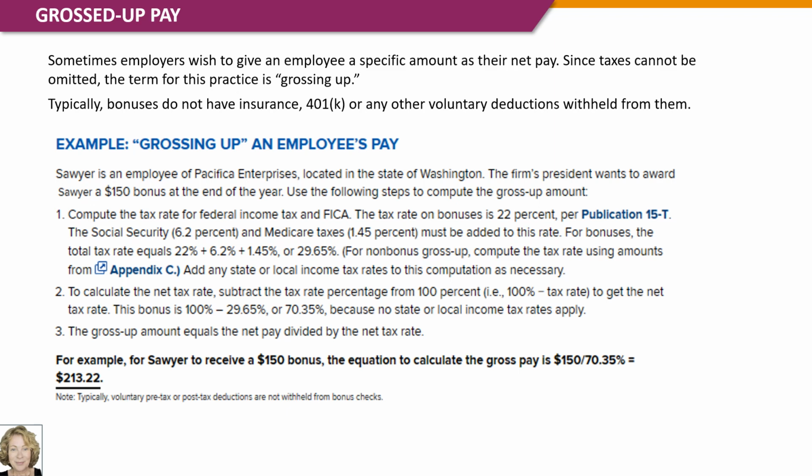To calculate the gross amount, you would divide the net amount of $150 by 70.35%, which is 100 minus the 29.65%, which is then $213.22.